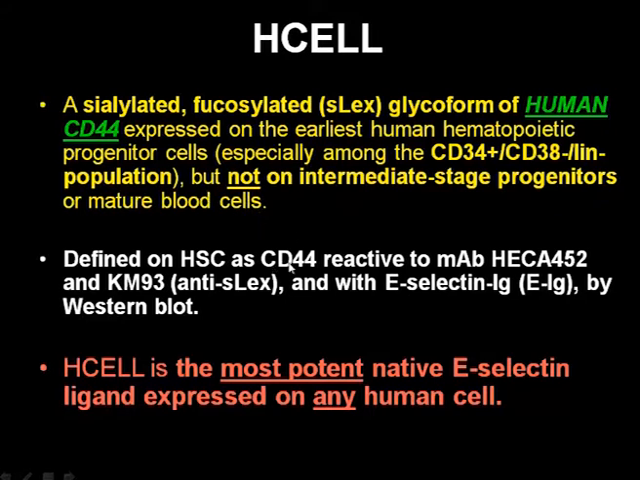It's defined on hematopoietic stem cells, HSC, as CD44 which is reactive to monoclonal antibody HECA452 and another anti-sialylated Lewis X monoclonal antibody known as KM93. It can also be identified by binding to an E-selectin immunoglobulin fusion protein, EIG, which functions essentially like an antibody in locating E-selectin ligands. So if you do a Western blot immunoprecipitating the CD44 molecule and it's reactive with HECA452 or E-selectin Ig chimera, it is by definition H-cell. It is the most potent E-selectin ligand expressed natively on any human cell.